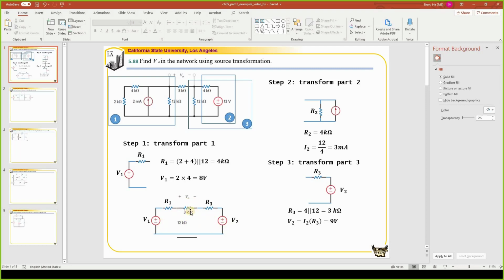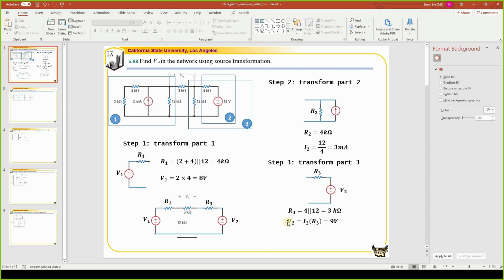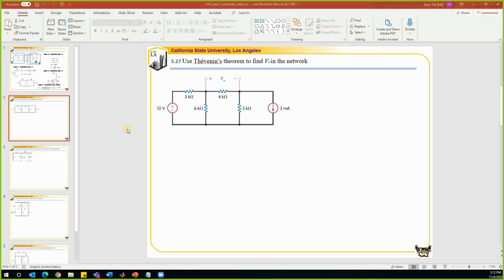We have 2 sources, and we're going to find the voltage drop on this 3K resistor. The voltage drop from the left to the right is 8 minus 9. We can find Vo by using voltage division. This is 3K. The total resistance is 3K plus R1 plus R3, times the voltage drop. The voltage drop is equal to V1 minus V2, which is equal to -1, and R1 is equal to 4. R3 is equal to 3. So the final answer should be -0.3 volt. Let's look at the second example.